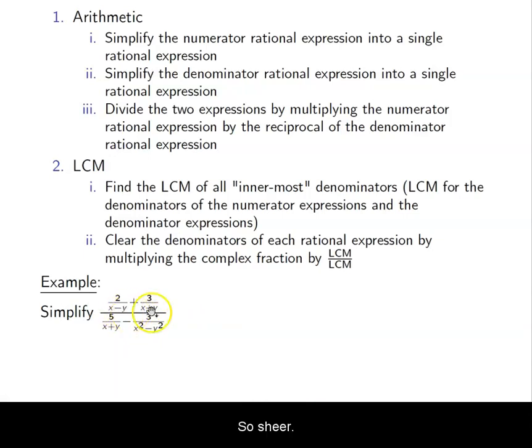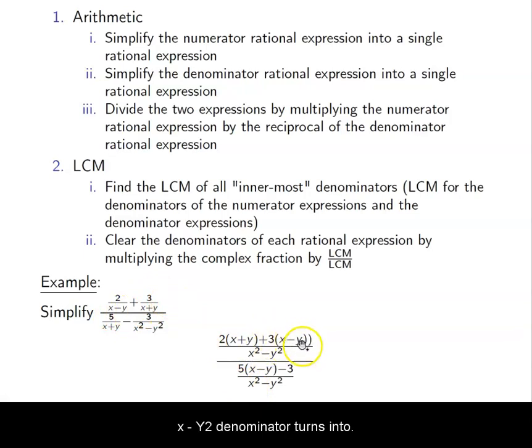So here, my numerator has a common denominator of x squared minus y squared. I need to multiply the numerator here times x plus y, and this numerator times x minus y. Right? 2 times x plus y, 3 times x minus y. The denominator turns into x squared minus y squared.